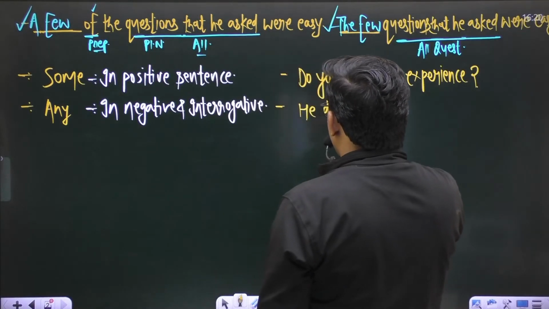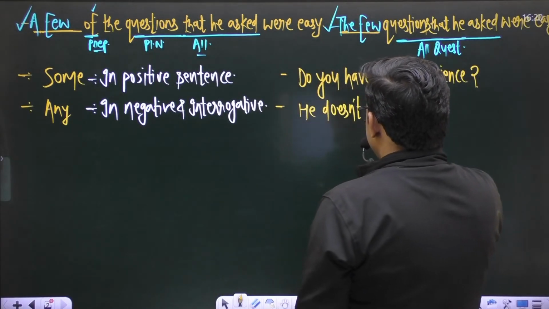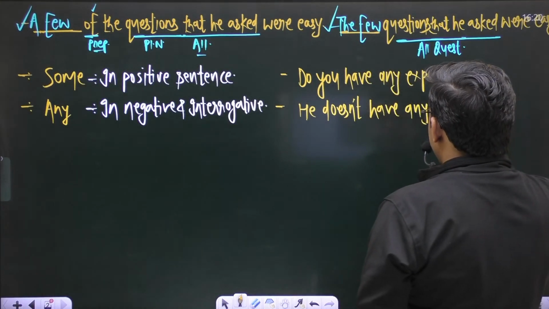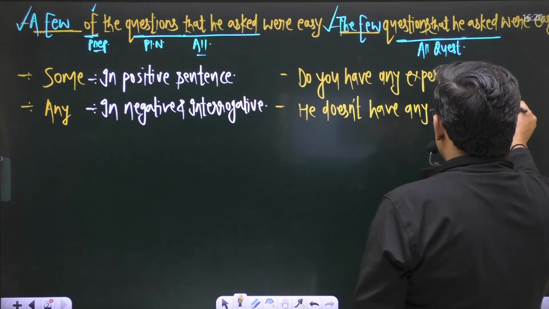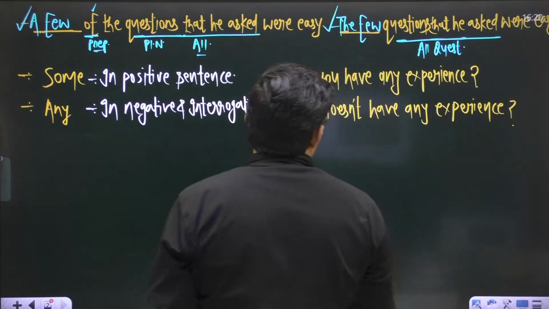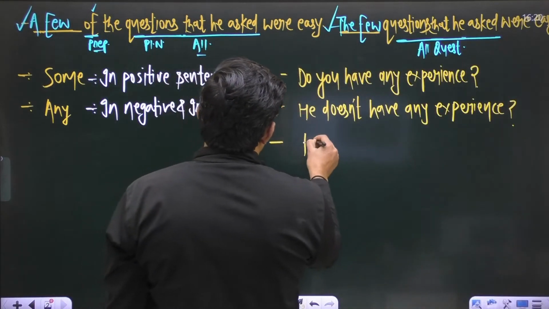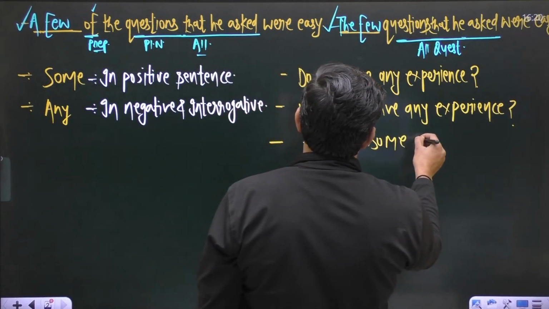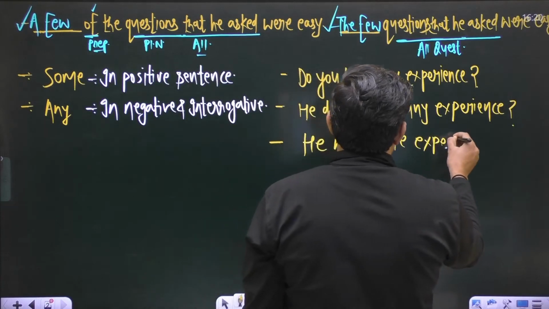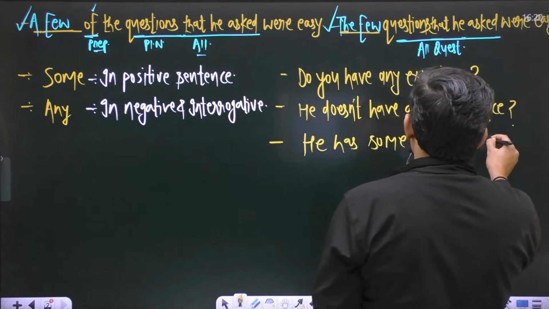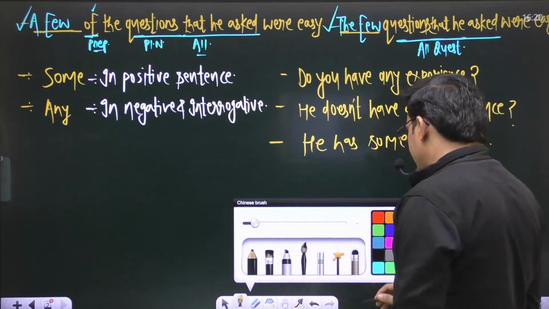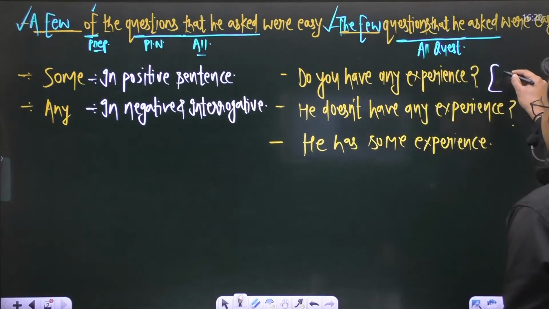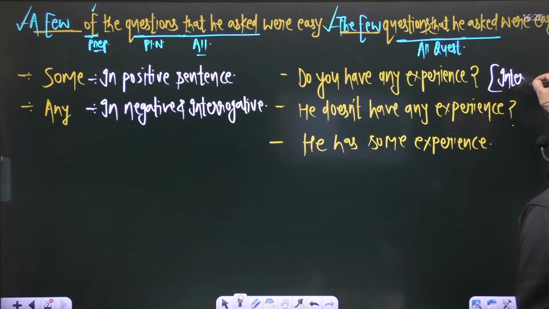He does not have any experience, and he has some experience. Okay, different three sentences you have, and you know the first sentence, it is an interrogative sentence, right?